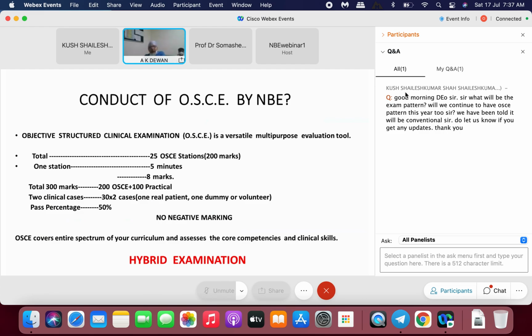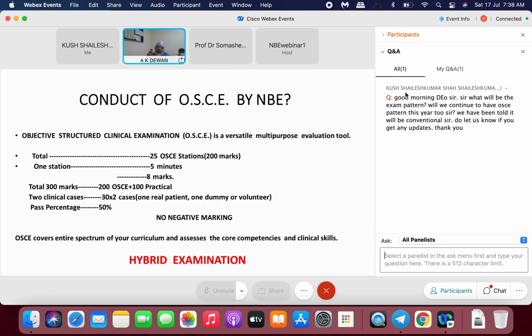And NBE started OSCE last year. And hats off to the brainchild of NBE and the way they conducted it successfully. I was really impressed. It was a versatile, multi-purpose evaluation tool for candidates, and there were 25 OSCE stations. When I say OSCE stations, I'm repeating, station means a questionnaire. Okay? And 25 stations were of 200 marks. This was conducted in the forenoon session, and one station was for 5 minutes, and each station was of 8 marks. So 25 into 8 means 200 marks.